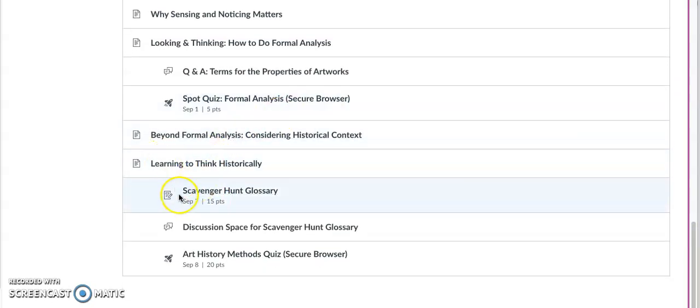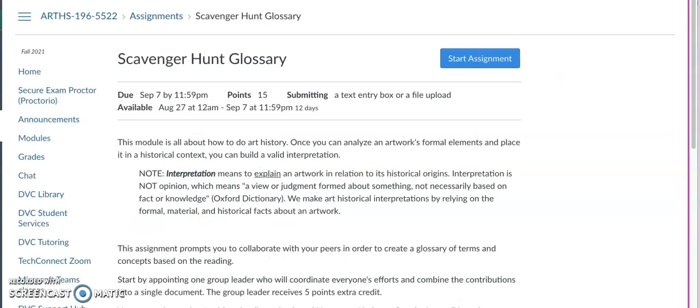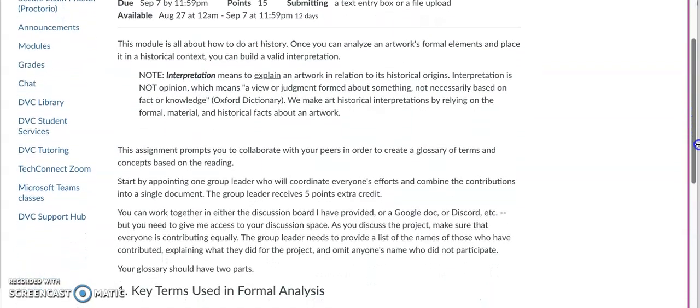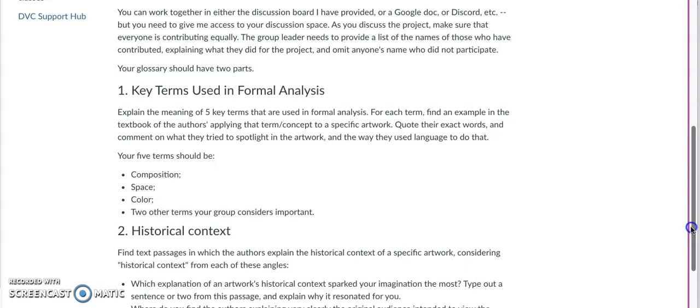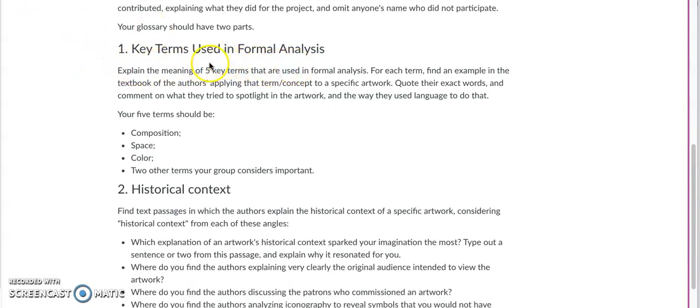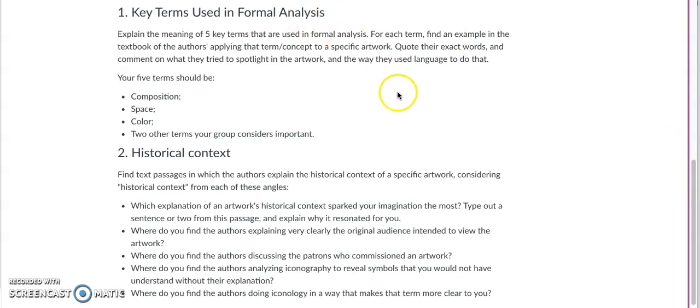Then you come to the Scavenger Hunt Glossary, which is a group project. The groups have been assigned. In this assignment, as a group, you look back over all of the amazing amount of information that you've taken in this module and in this chapter of the textbook, and you organize it in your minds and on a page in terms of these critical areas of focus for art historians: the skill of doing formal analysis and the skill of connecting an artwork to its historical context. Those are your two major skills that you do again and again. So you have an opportunity to work with your group to make sure you've mastered those.